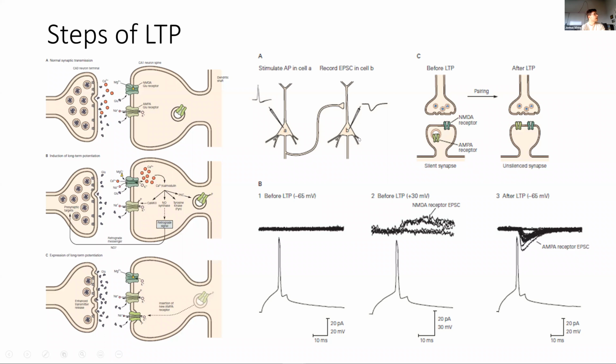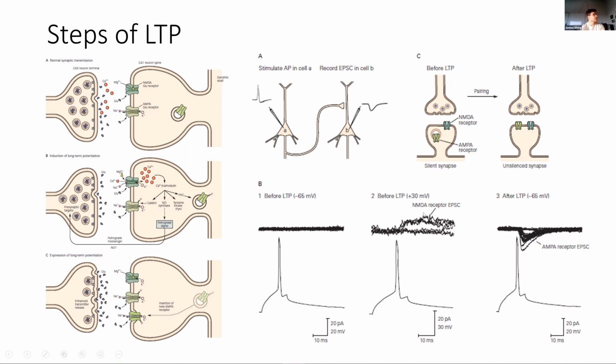And the way that would look in a recording scenario is that you could stimulate cell A and record from cell B. You can then elicit LTP in a variety of ways. We don't need to get into all of them. You have before LTP, essentially a silent synapse where the AMPA receptor is not actually in the synapse. And after LTP, you now have an unsilenced synapse where you can actually signal to AMPA even without the NMDA receptor being activated. So before LTP, you have no change in the EPSC of cell B.